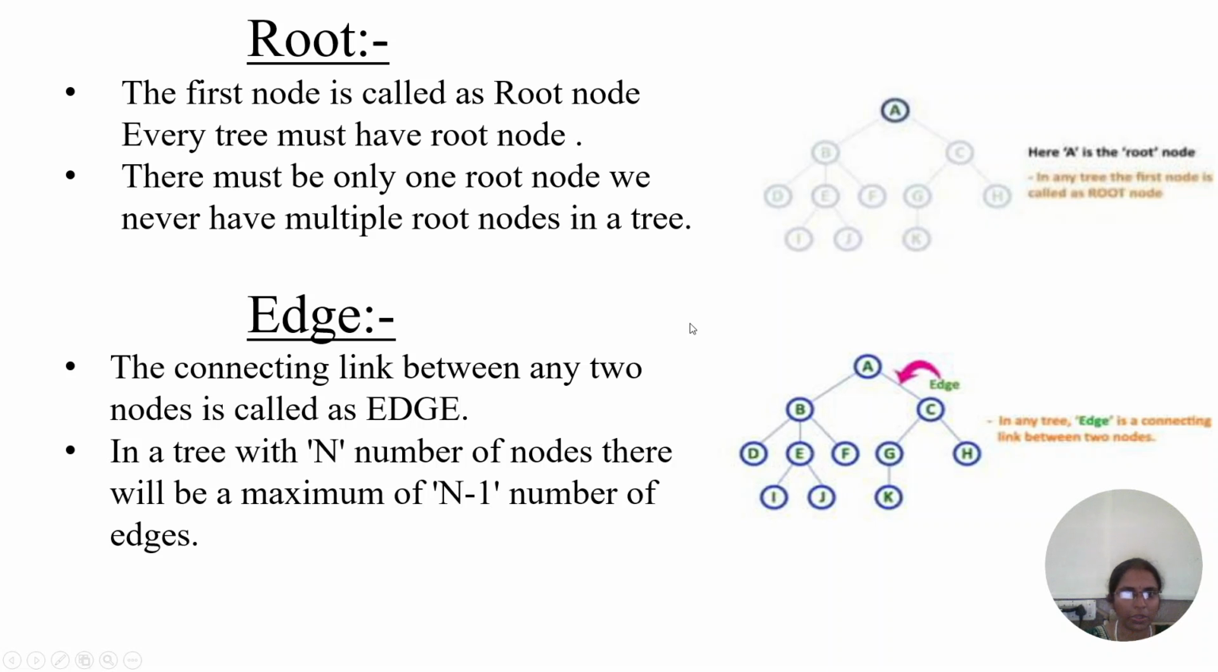Edges. The connecting link between any two nodes is called an edge. Between A and B, we are connecting an edge. That means A and B have a link in between them. That link is called an edge. In a tree with n number of nodes, there will be a maximum of n minus 1 edges. That means if you have 5 nodes, then we have 4 edges. For each pair of nodes we have a link, and that link is called an edge.